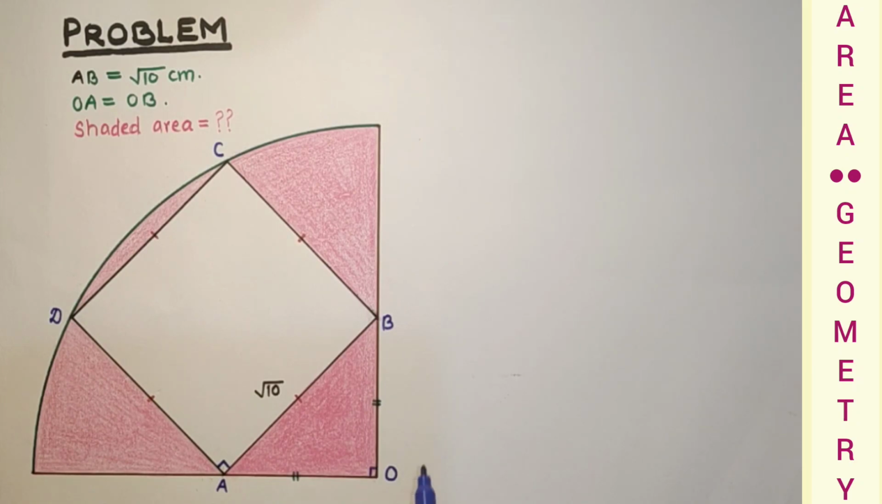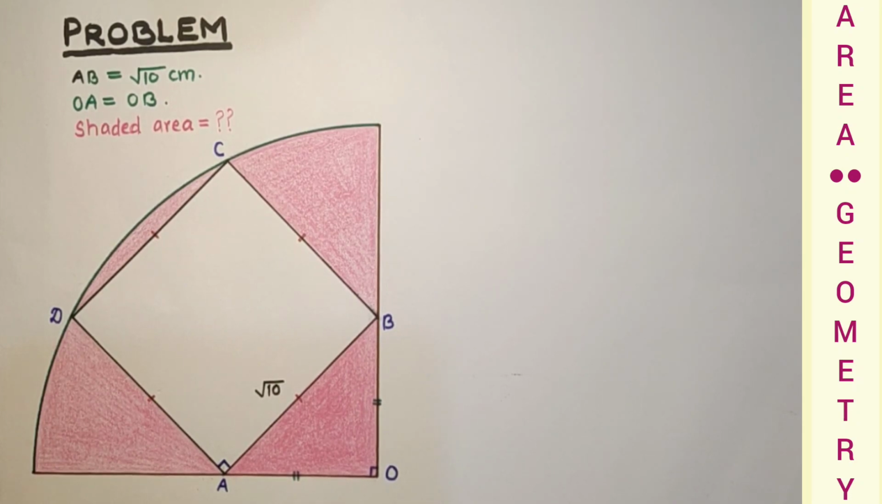Today we will discuss this problem. In this problem, this ABCD is inscribed in this quadrant where O is the center of the quadrant. Given that AB side length is root 10 centimeter, we have to find the shaded portion's area, that is this area and this pink shaded area. It is a 9th grade problem which is not very simple and not tough.